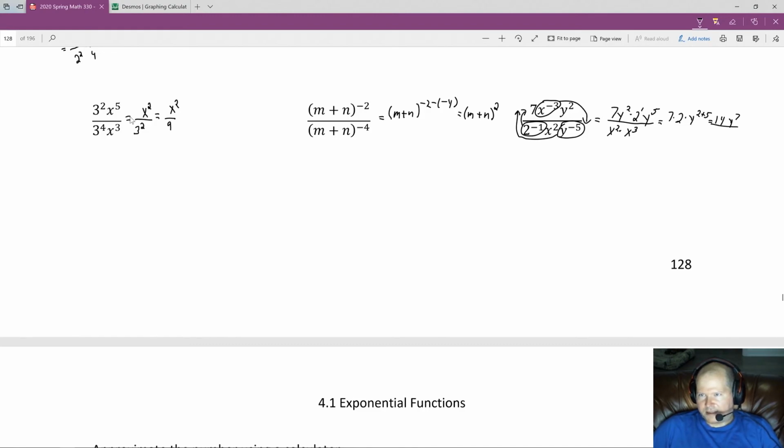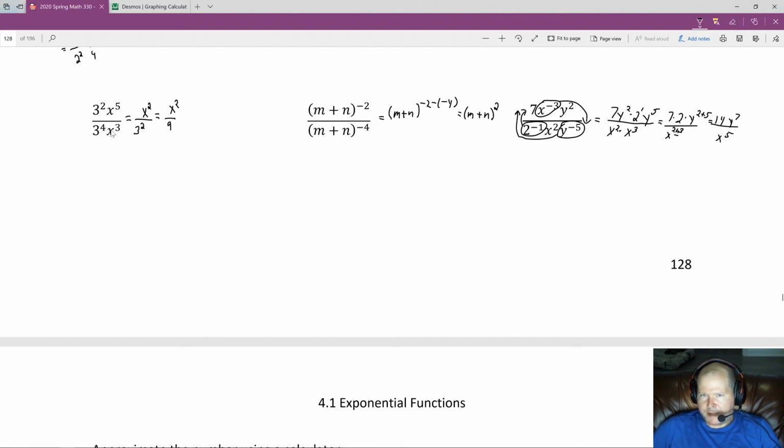Now on the bottom, we have x to the 2nd times x to the 3rd. Again, we're going to use the product rule, x to the 2nd, and then we're going to add the 3rd. Product rule, and that one gives me x to the 5th. Just like that.